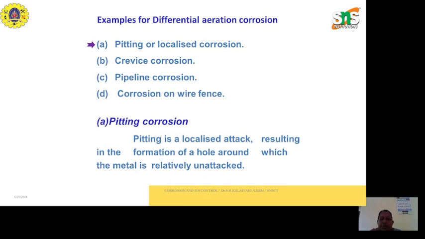First one is pitting corrosion or localized corrosion. Second one is crevice corrosion. Third one is pipeline corrosion. Last one is corrosion on wire fence. These are the examples for differential aeration corrosion.